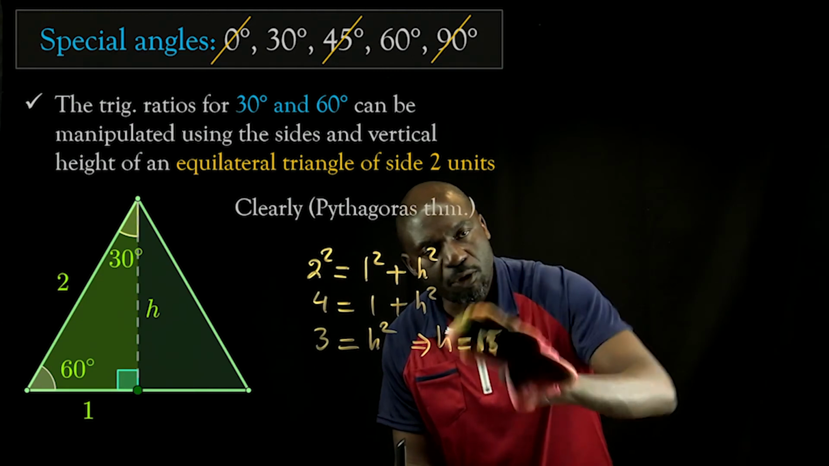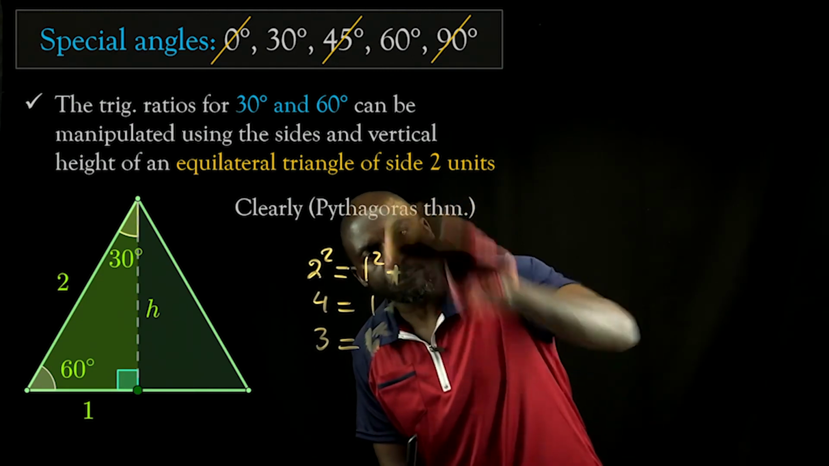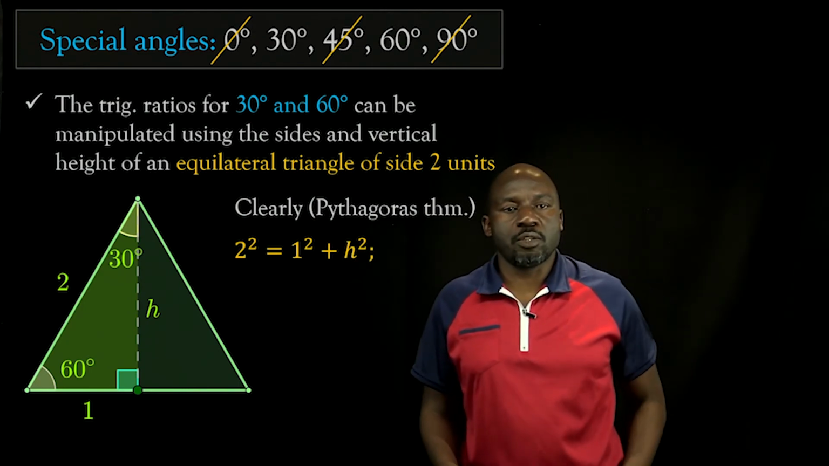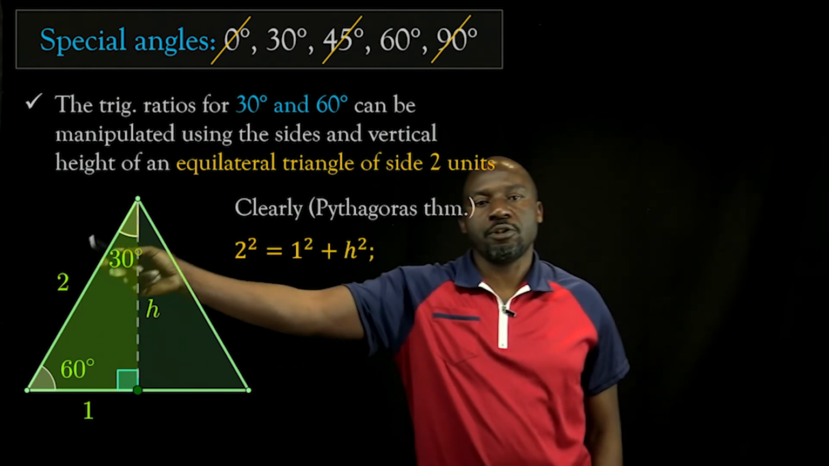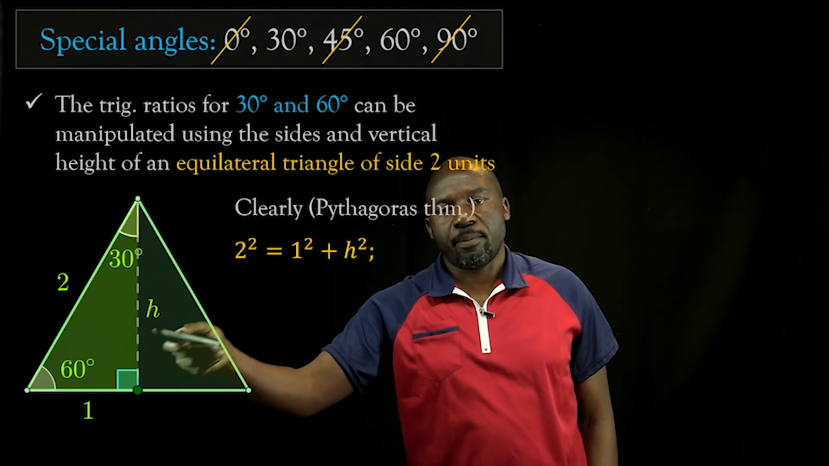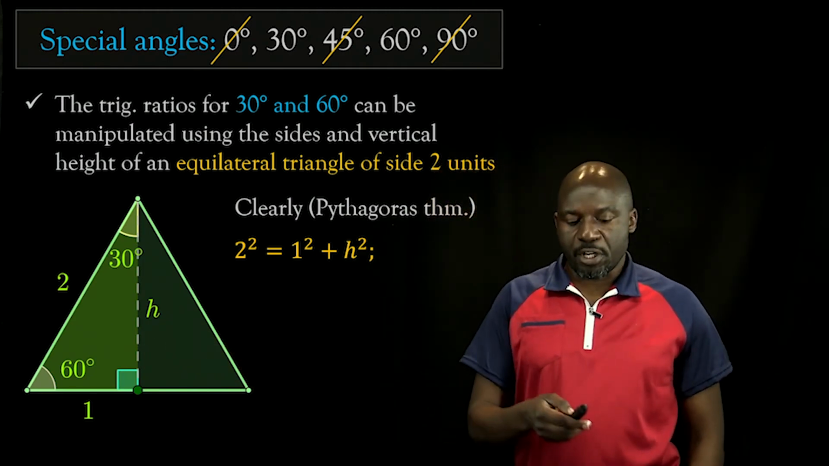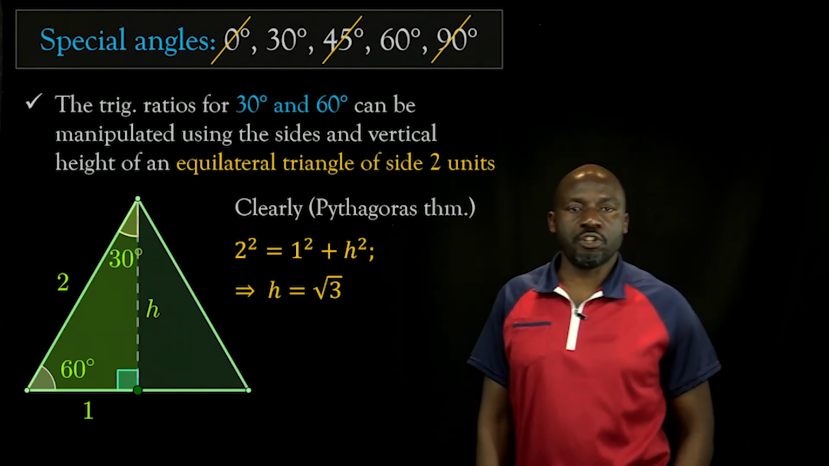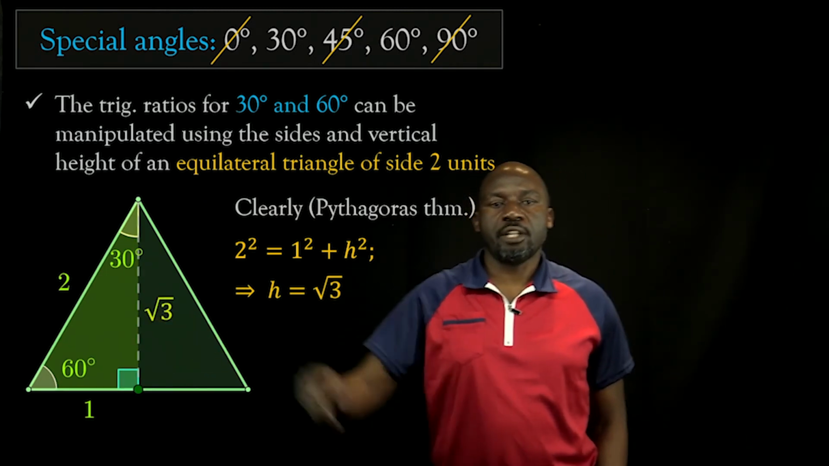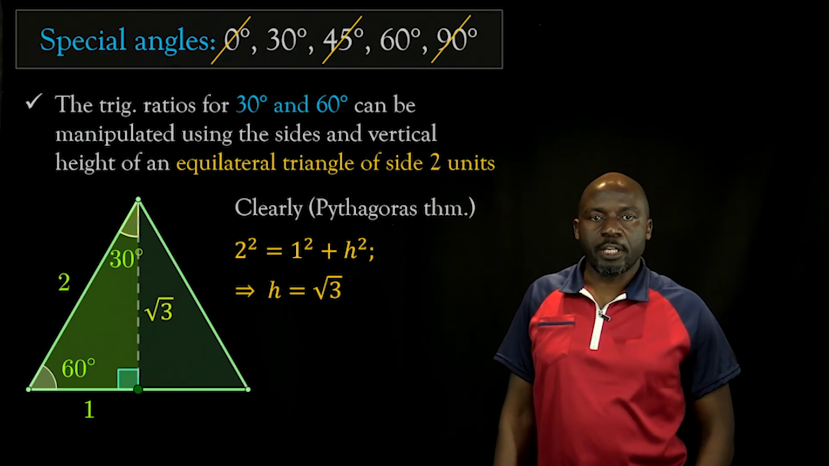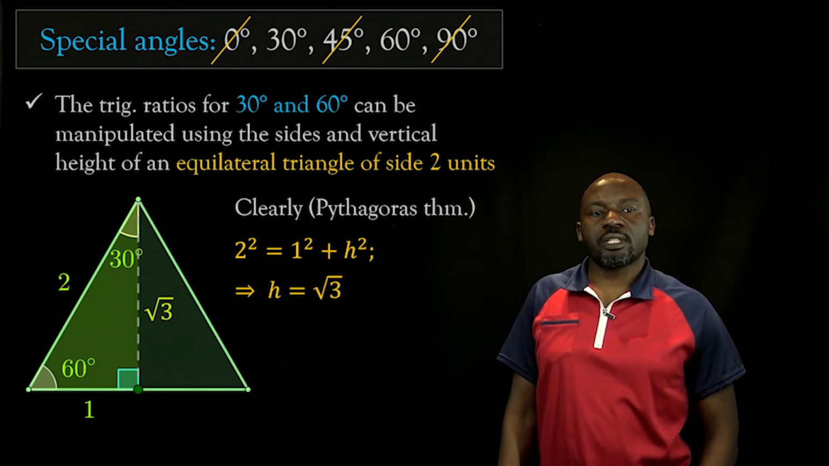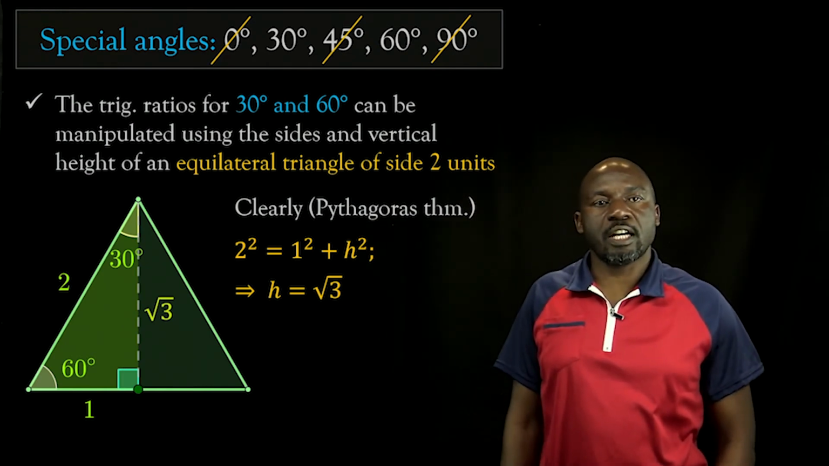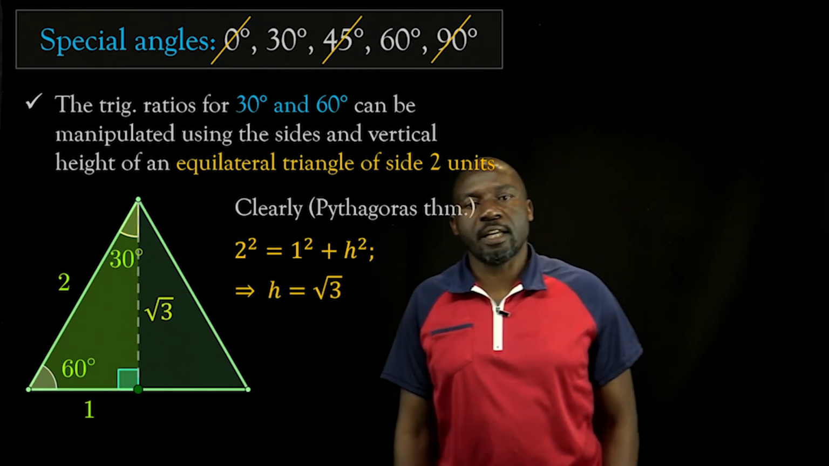Let me just erase this so that we type it nicely. Okay, so 2 squared is 1 squared plus h squared. Hypotenuse squared is that squared plus that squared. And if we rearrange, we will get that h is the square root of 3, as we have already shown. So now I can replace that h there by root 3. And now I have all the sides that I need in order to find the sine, cosine, and tangent for the angles 30 and 60 degrees.